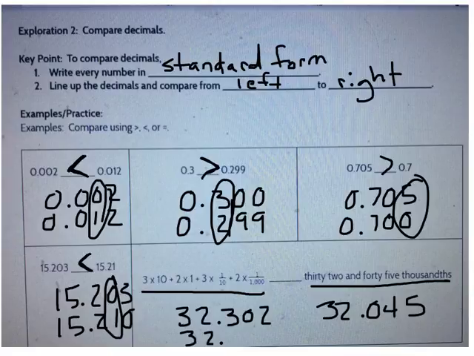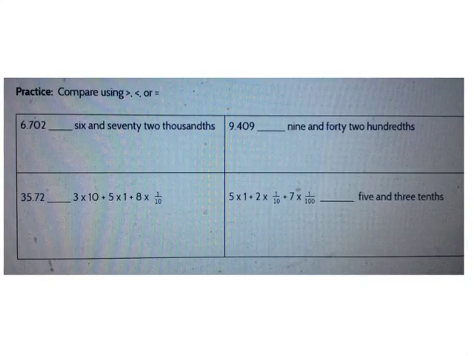Now I can line them up to compare. Which one's greater? 32 and 302 thousandths is greater. 3 in the tenths place is greater than 0 in the tenths place. Now we'll compare some decimals that aren't written in standard form. Go ahead and try. 6 and 702 thousandths or 6 and 72 thousandths.